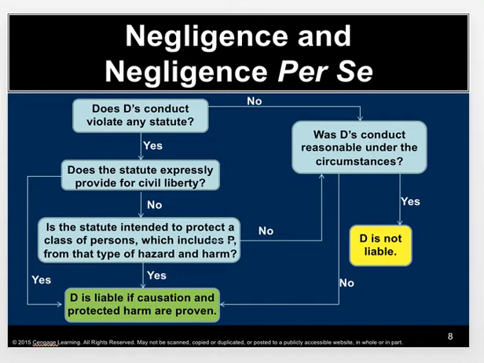If the answer is no, then we go over to the right-hand side, which says, was the conduct reasonable under the circumstances? And that's where that whole reasonable person standard is going to come in, right? So we're going to ask, what would a reasonable person under those same set of circumstances have done? So if the conduct was reasonable, then the defendant is not liable for negligence. If the conduct was not reasonable, then the defendant is liable if causation and protected harm are proven.